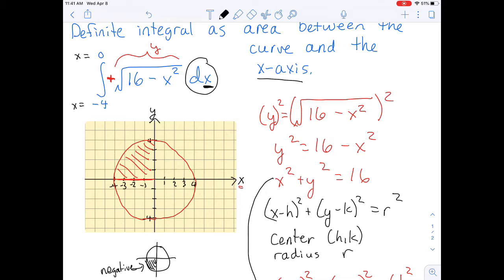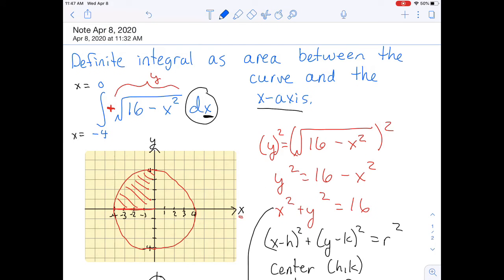So I can have a visual representation of this integral. I'm going from -4 to 0 on the x-axis, and I'm taking the area between the curve and the x-axis. If it's positive, it's above the x-axis. Negative, we'll think about as below, negative area. So that was a visual representation. We could also go ahead and find the exact area.